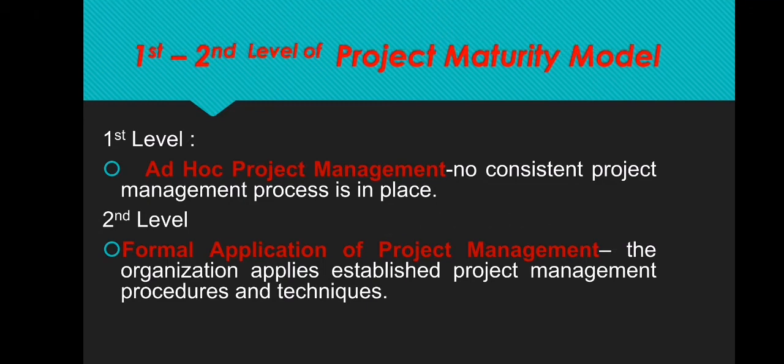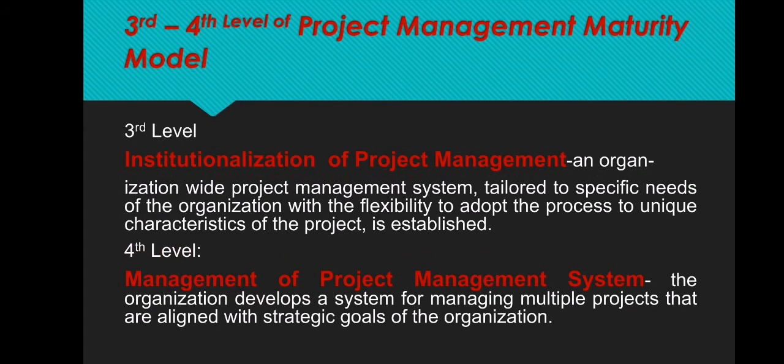So the third level of the project management maturity model is the institutionalization of project management. In this level, an organization-wide project management system tailored to the specific needs of the organization, with the flexibility to adapt the process to the unique characteristics of the project, is established. It means that all the project management processes are in place and established as organizational standards, and it is typically automated.